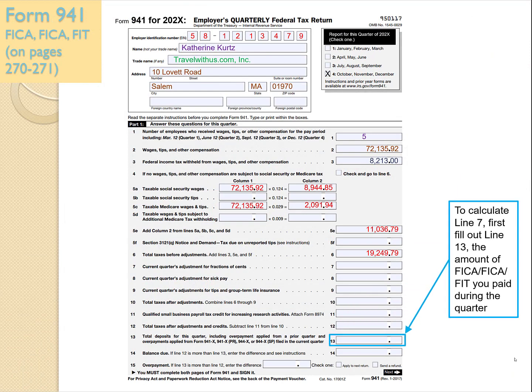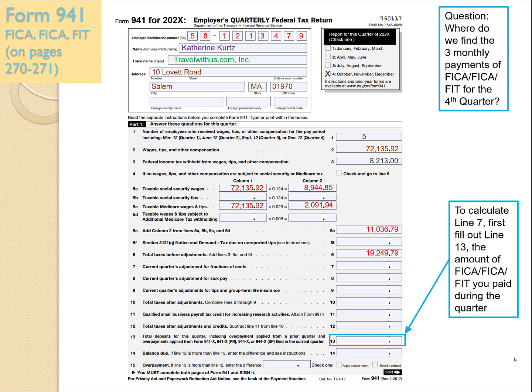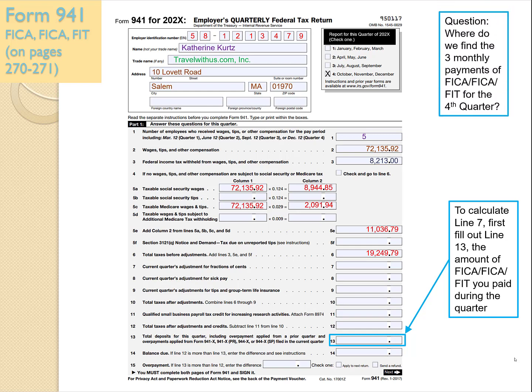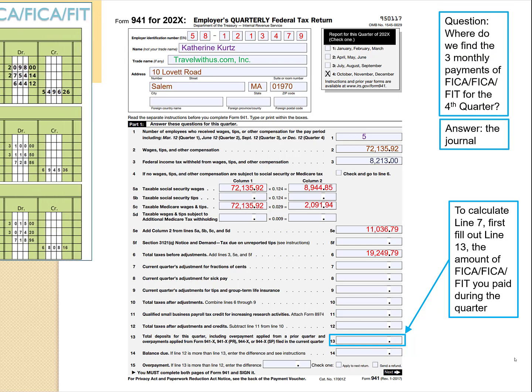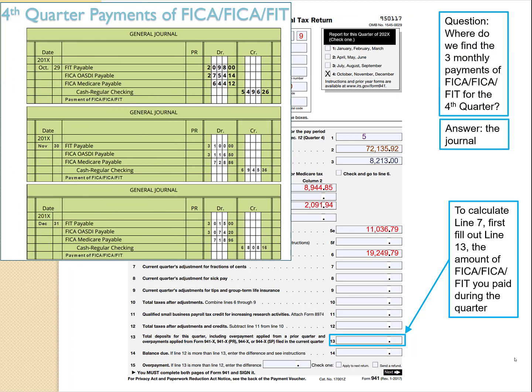So now that we know why there could be some cents difference, which is line 7, to calculate line 7, we first need to fill out line 13, which is the amount of FICA FIT that we paid during the quarter. So where do we find the 3 monthly payments of FICA FIT for the 4th quarter? From the journal entry. We got 3 journal entries because we were a monthly depositor.